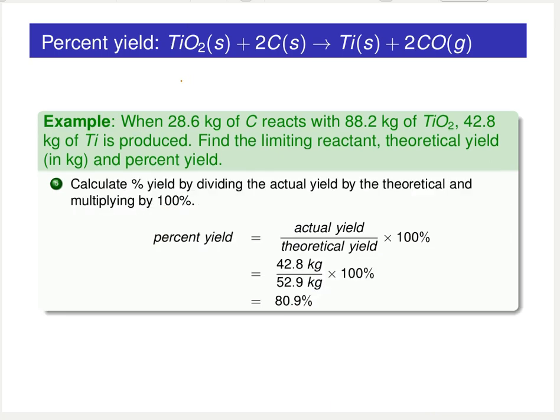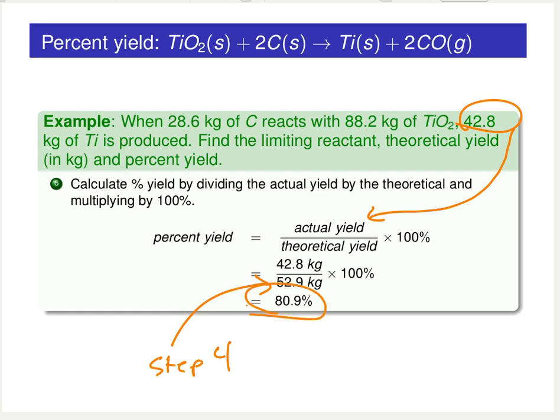Then we are going to go back to that problem and plug into our percent yield calculation the actual yield from the problem and the theoretical yield from our previous step 4 to determine the percent yield for this reaction, which comes in right at 80.9%.